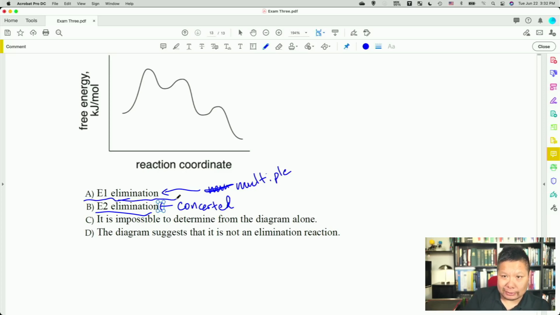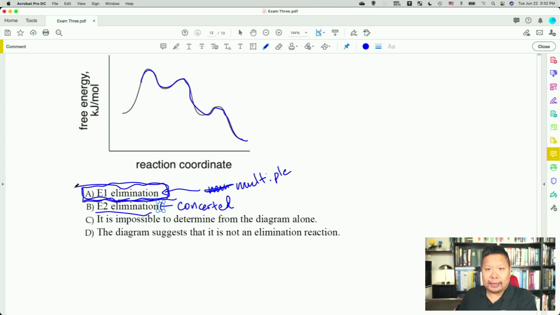Because you have to lose the leaving group first, and then you have to do all this other stuff, and then you might even have a proton transfer. You might even have a carbocation rearrangement, right? Hydride or methide shift. So since this has multiple steps, multiple transition states, and multiple intermediates, E1 is the answer there. Okay, so that ends that test.